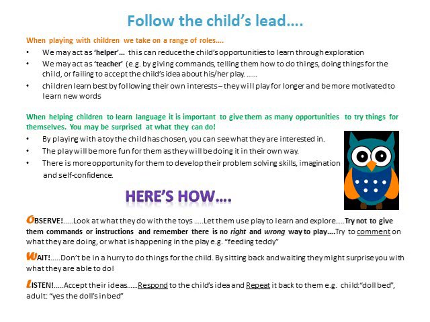W is for wait. Don't be in a hurry to do things for the child. By sitting back and waiting, they might surprise you with what they're able to do. L is for listen. Accept their ideas. Respond to the child's ideas and repeat it back to them. For example, the child might say, "doll bed," and the adult could respond, "yes, the doll's in bed."